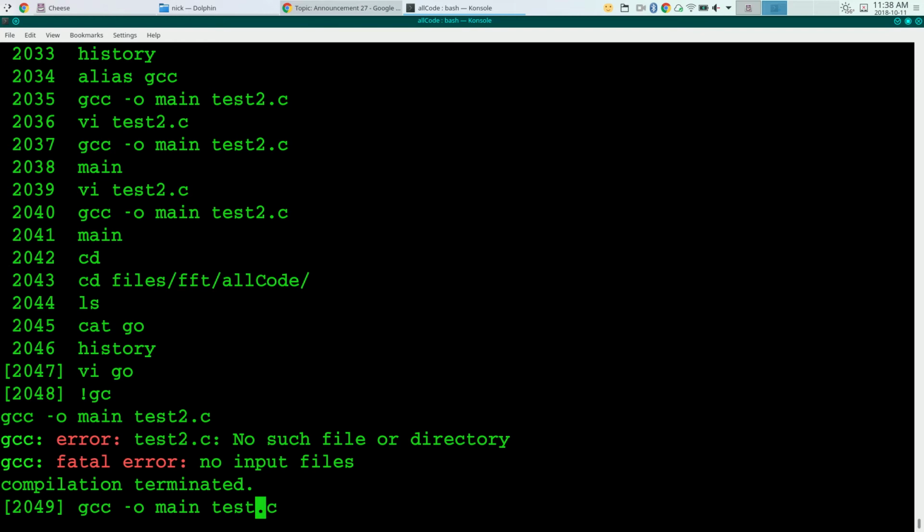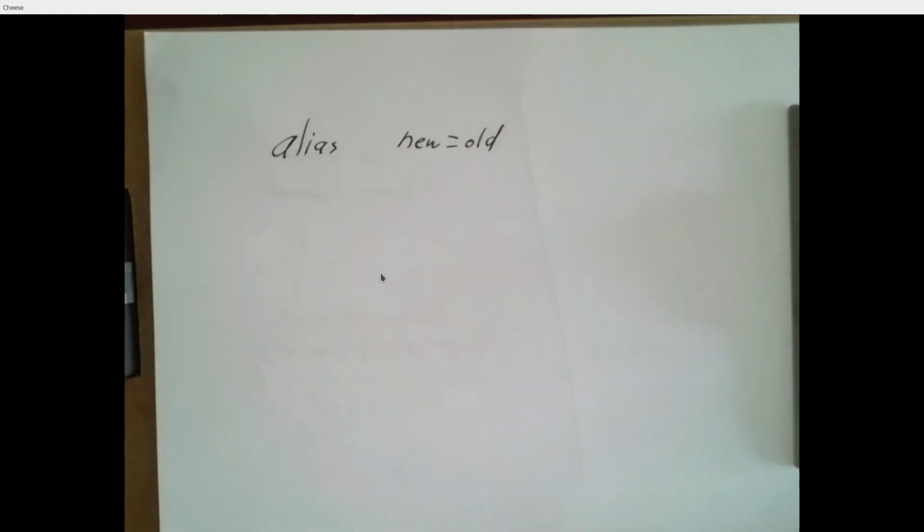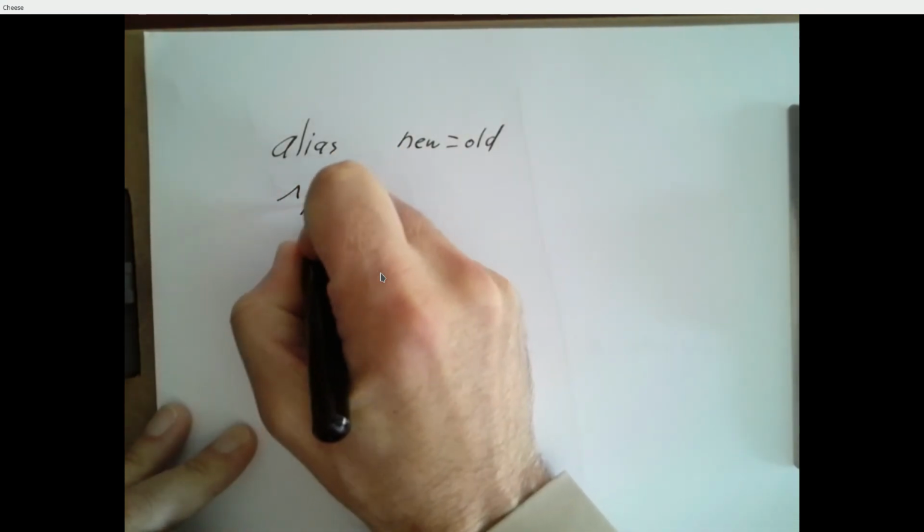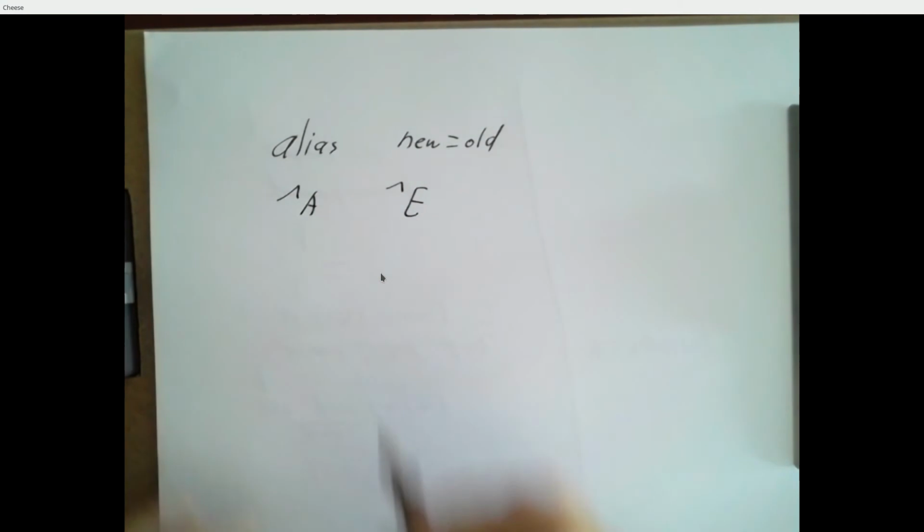You can hit Control A to go to the beginning of a line. So if I misspelled GCC and wanted to fix the command, hit Control A, that brings you to the beginning, and you can fix the command. Or if I forgot something at the end, hit Control E, that takes you to the end. There's a ton of these shortcuts, but these are the two that I've mostly used, Control A and Control E. A takes you to the beginning, E takes you to the end.